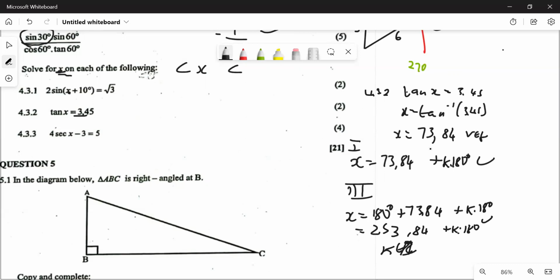It's from negative to positive. Okay, let's go to the last one then.